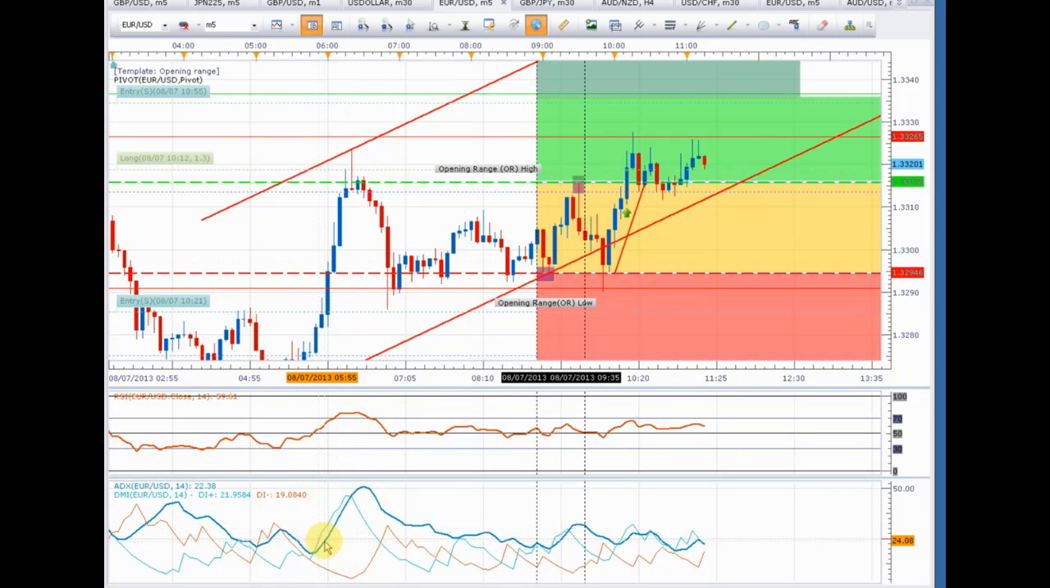But look at the ADX indicator. ADX above that 25 zone, and so we were in a range, and then we broke out, and now we're kind of moving sideways. So that's an additional filter that you could possibly use.